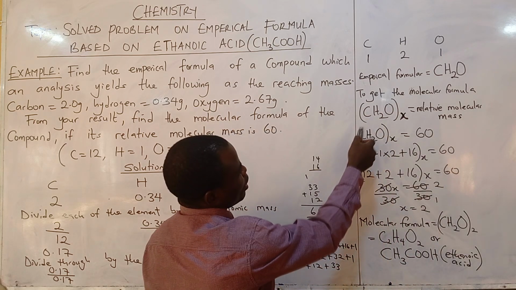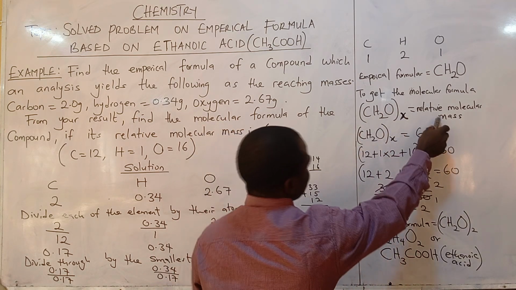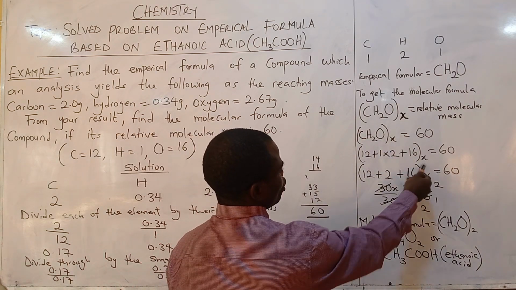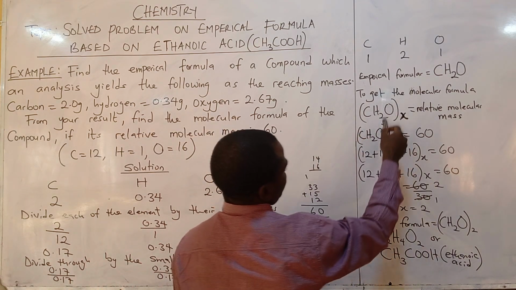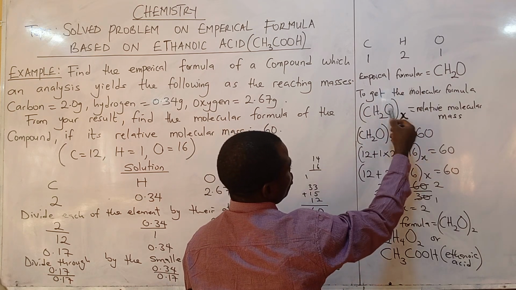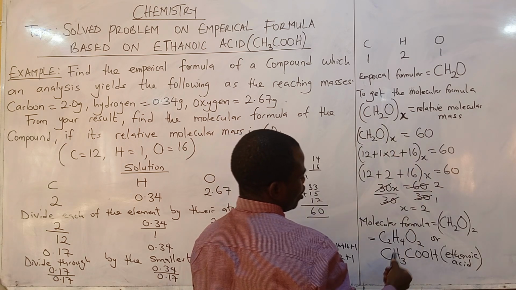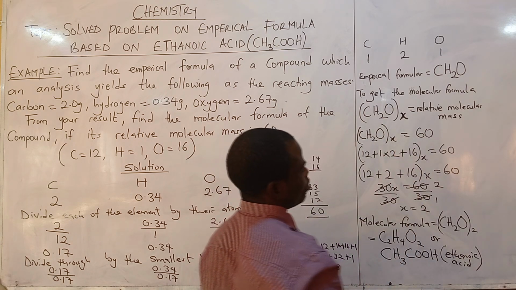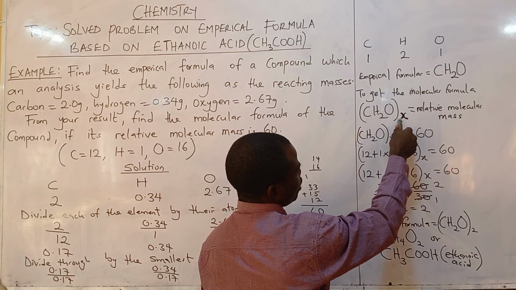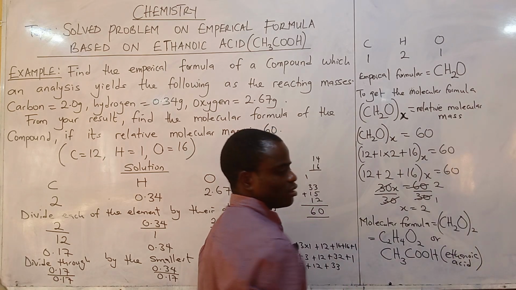That's why when you get the empirical formula, you put X here and equate to relative molecular mass, which is 60. Now get what X is. When you now use it to open the bracket of the empirical formula, is that okay? You now get the molecular formula. But always take note that you equate the empirical formula and put X unknown and equate it to the relative molecular mass. Very important.